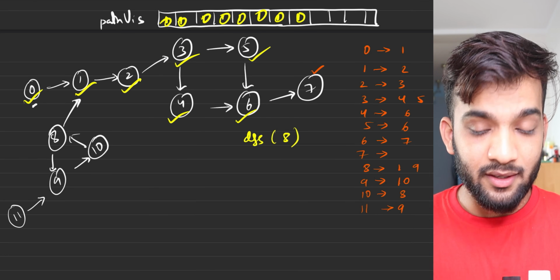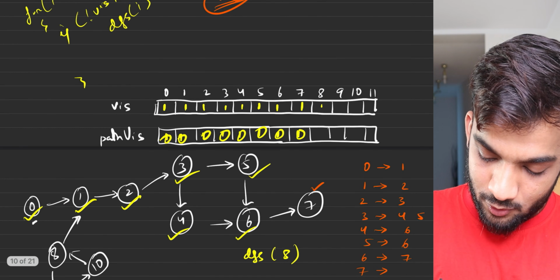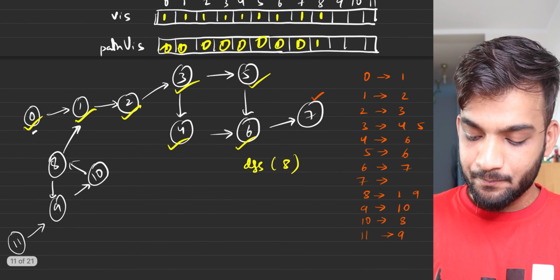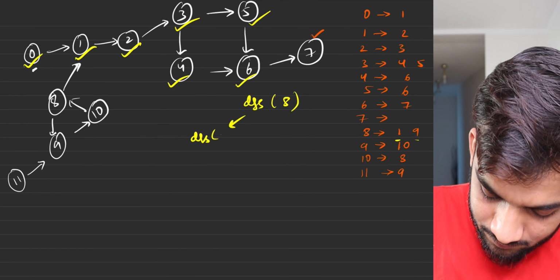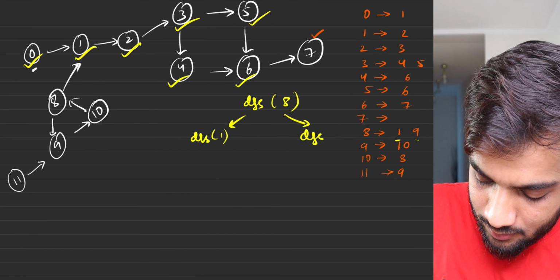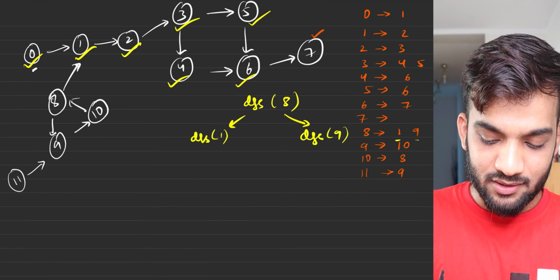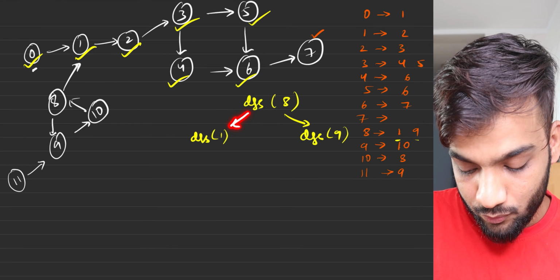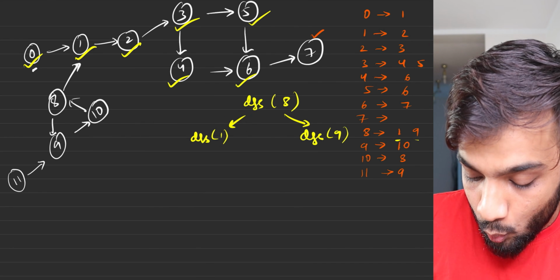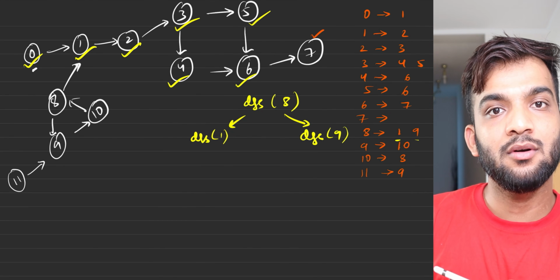When you start it for 8, you mark them as visited and path visited, right? 8 has a couple of them, 1 and 9. So as of now, 8 goes to 1, right? But will you go to 1? That's my question. Will the 8 call a DFS for 1?